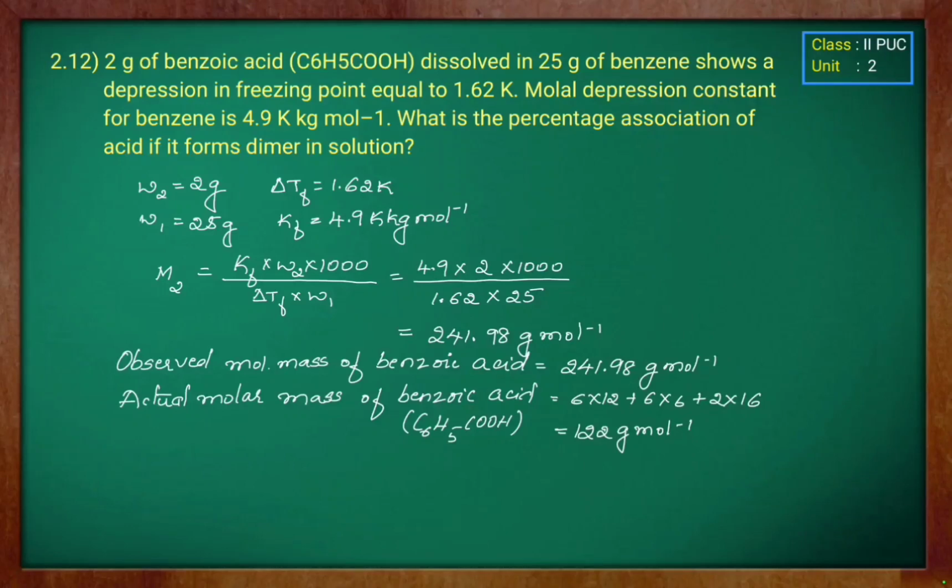Now we shall see what happens when benzoic acid is added to benzene. How does it react? Benzoic acid undergoes association when it is added in benzene. So that is written as C6H5COOH giving (C6H5COOH) 2 times. Means a dimer of benzoic acid is formed here. Let me balance the equation by writing 2 here.